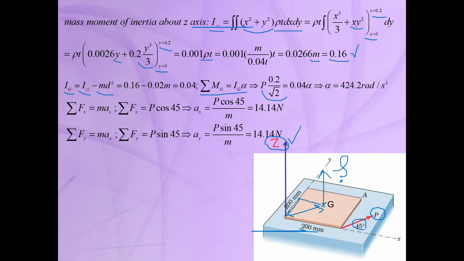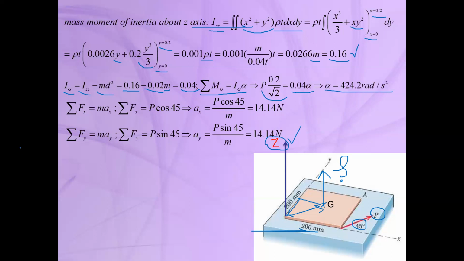Again, it's equal to 0.2 divided by 2 squared plus 0.2 divided by 2 squared, which is equal to 0.02. Okay, this term, and we calculate the Iz, which is 0.16, and d squared is equal to 0.02 times m, which is the mass of the plate. Now we can substitute for the mass, and finally we can calculate the mass moment of inertia about the mass center, which is 0.04. Now you can substitute here and finally calculate the angular acceleration for the plate.